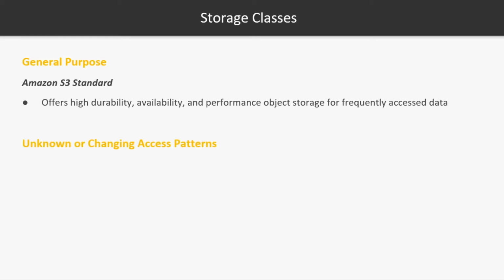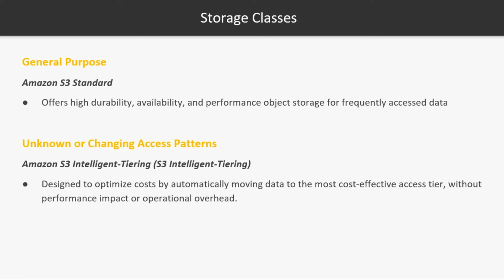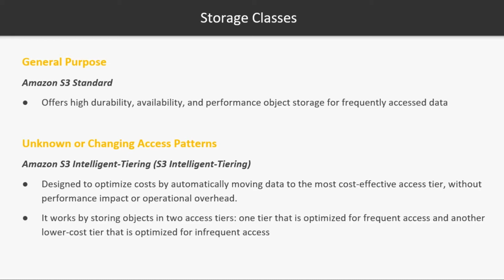For unknown or changing access patterns, we can use Amazon S3 Intelligent Tiering option. The S3 Intelligent Tiering storage class is designed to optimize cost by automatically moving data to the most cost-effective access tier, without performance impact or operational overhead. It works by storing objects in two access tiers, one tier that is optimized for frequent access and another lower cost tier that is optimized for infrequent access.